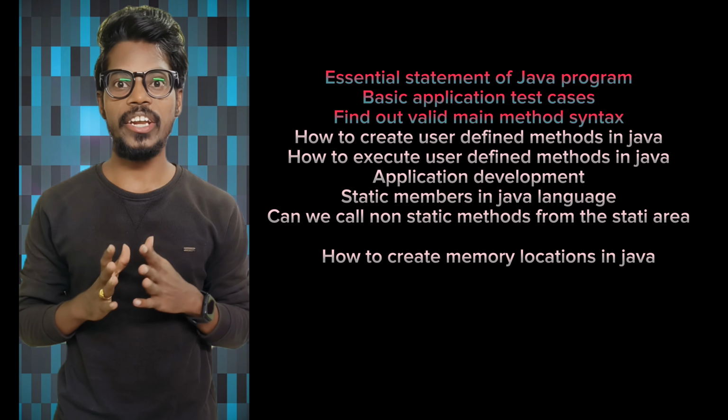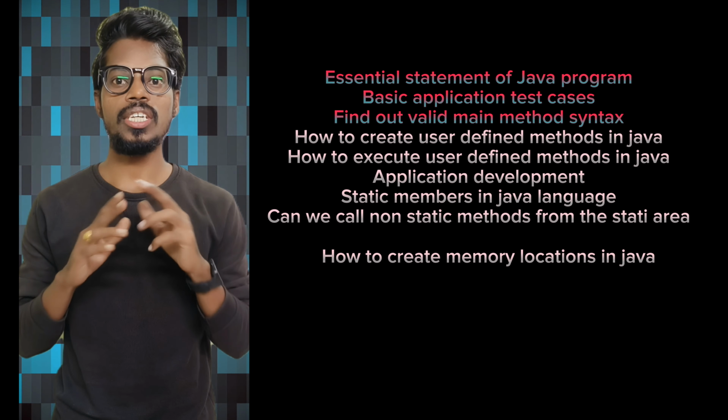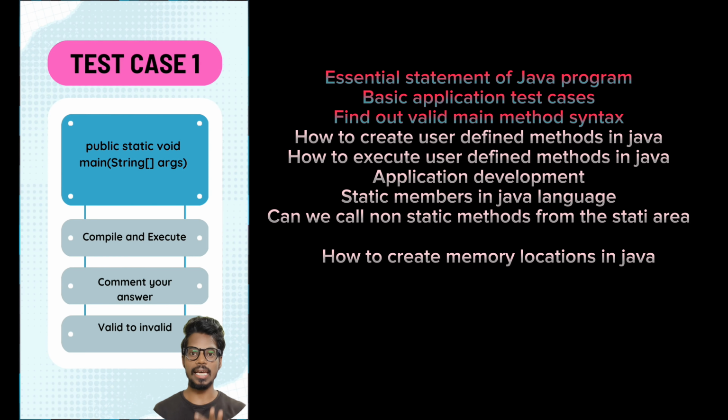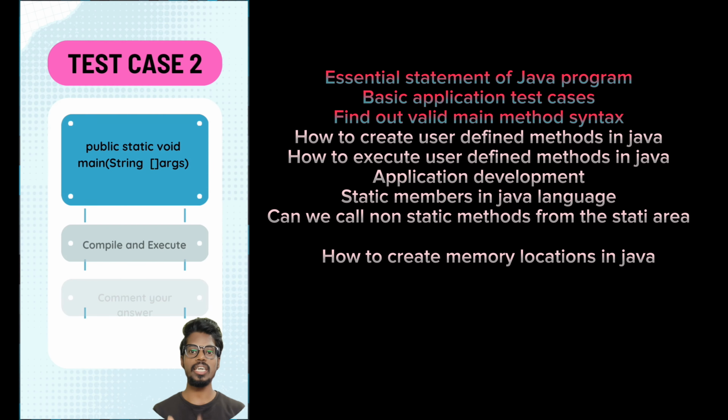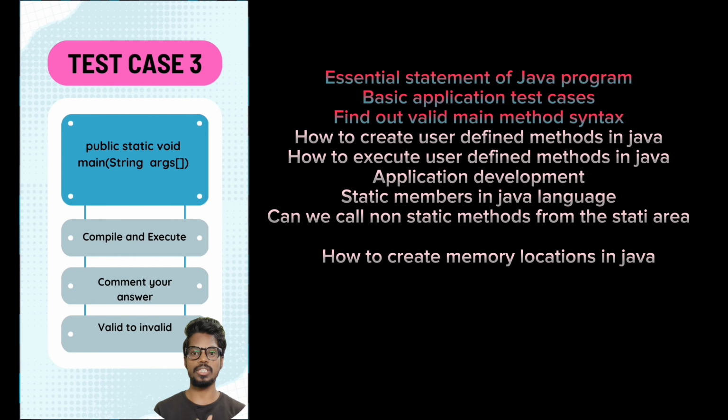The main method is mandatory for every Java application, guys. That's why at the time of execution, the JVM is responsible for checking whether the main method is present in the current class or not. Whichever class we are executing, in that class only the JVM is responsible for checking whether the main method is present.